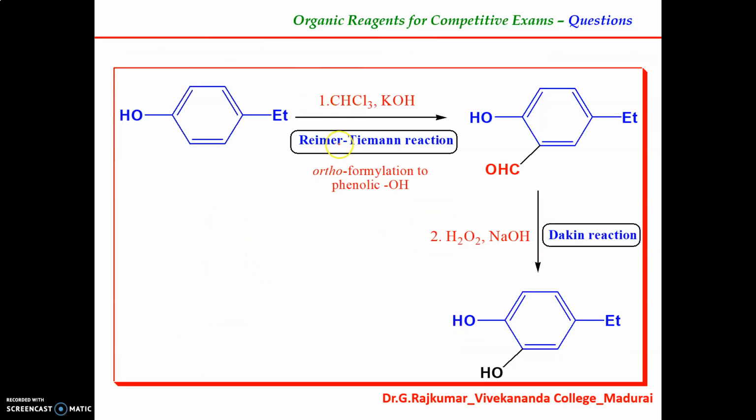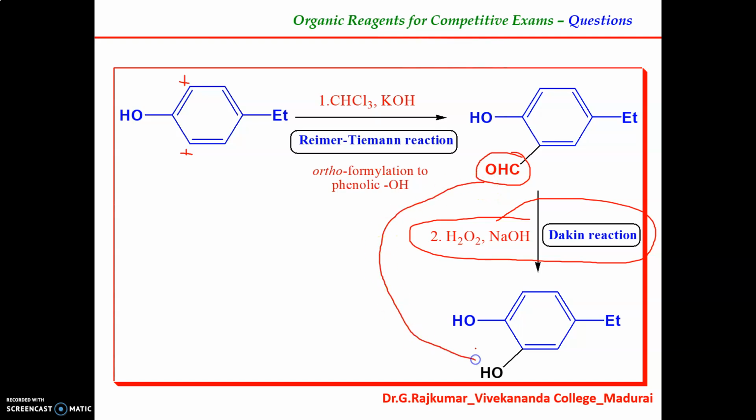So this is the mechanism. The first step is the Reimer-Tiemann reaction. Ortho formylation gives a CHO group. You can have formylation at the ortho position, here or in this position. In the second step, hydrogen peroxide and sodium hydroxide, this is a Dakin reaction, and this CHO has been transformed into a hydroxyl group.